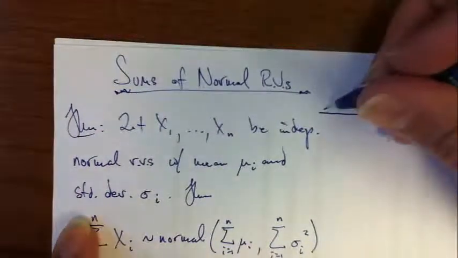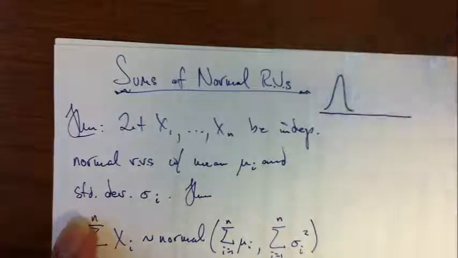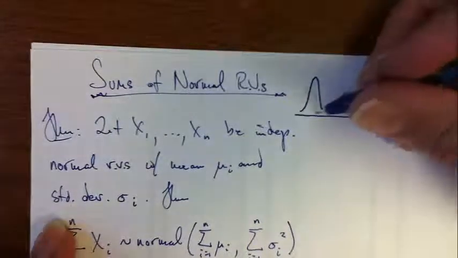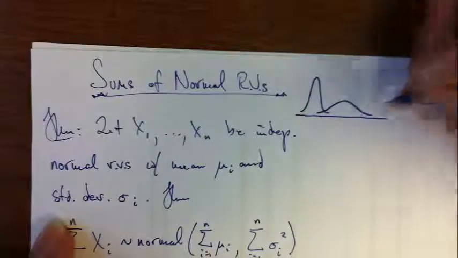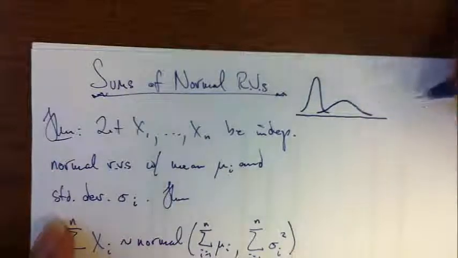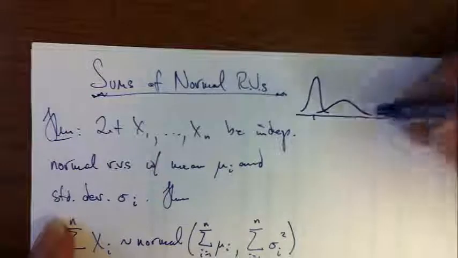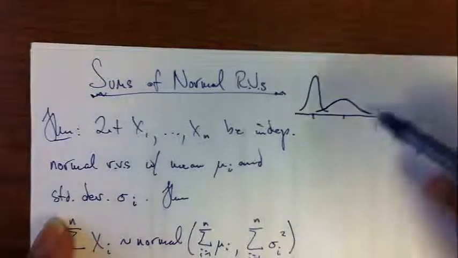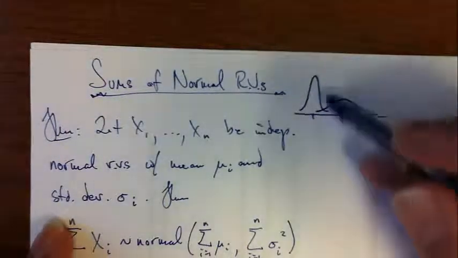They just maybe have different sort of centers, different standard deviations. Okay, here's one of them centered here. Here's another one centered there, and this one has a larger standard deviation than this one. Okay.